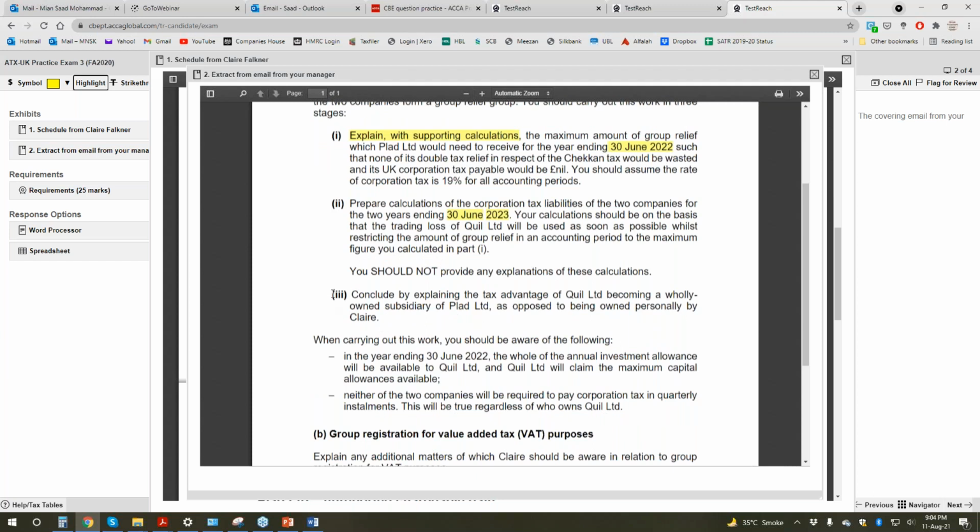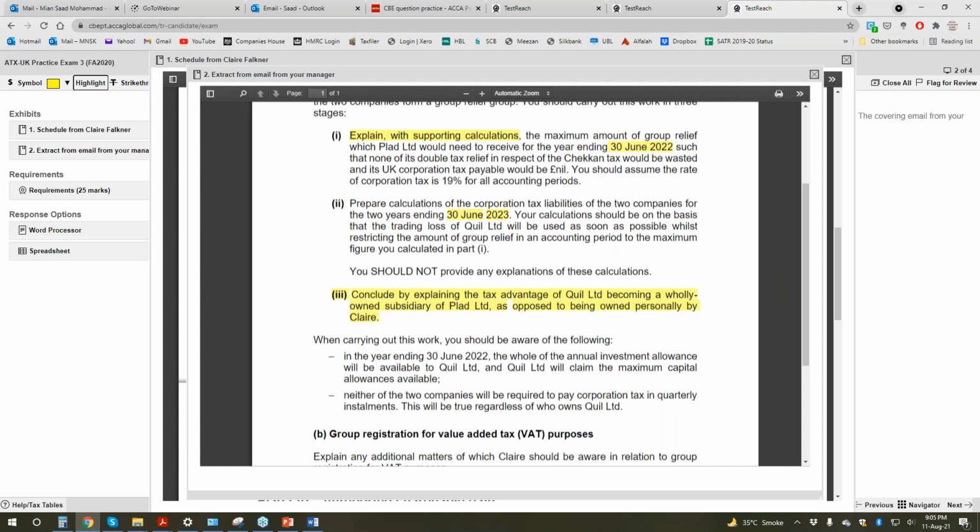being owned personally by Claire. So guys, I will try to obtain these easy marks first, even if I do not have a clue of what is being asked in the first two parts. I can easily take marks by concluding that if Q Limited becomes the wholly owned subsidiary of P Limited, they can make a 75% loss relief group, with the help of which they will be able to share the losses.